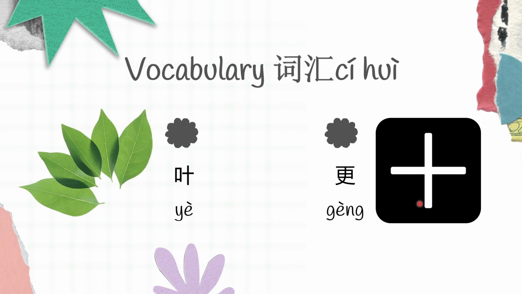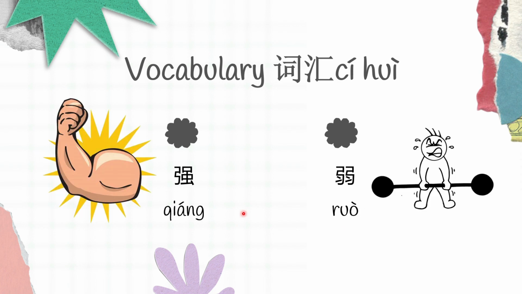The next slide, we have 业, 业, 业, 更, 更, 更. The meaning of 业 is live, and the meaning of 更 is more. So 业 is live, and 更 is more. Once again, 业 is live, 更 is more. Let's read together. 业, 更.